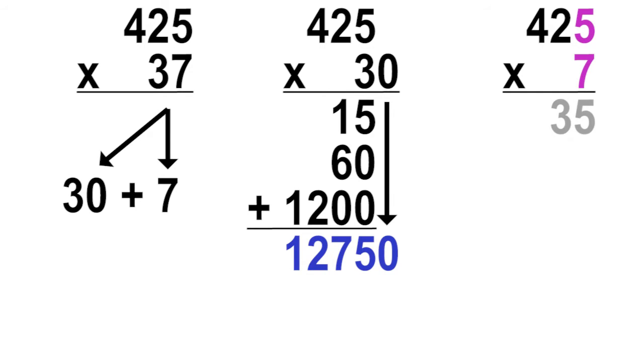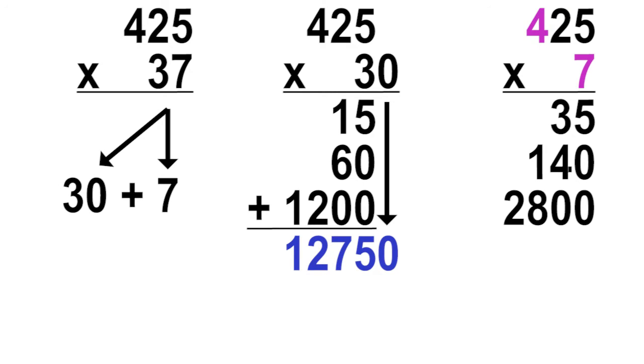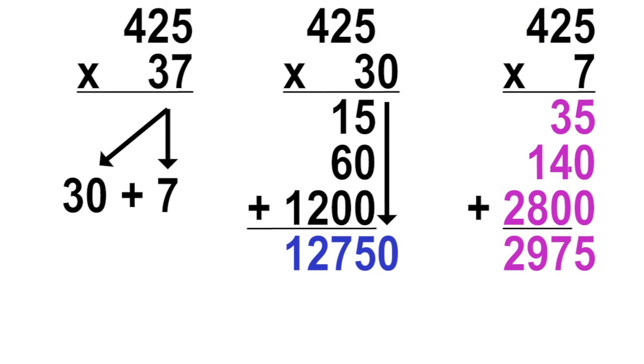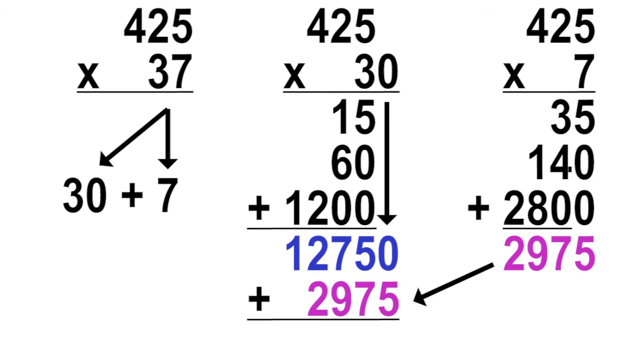5 times 7 is 35, 20 times 7 is 140, and 400 times 7 is 2,800. If I add these together, I get 2,975. Then, add the product of 425 times 7 to the product of 425 times 30. So, 425 times 37 equals 15,725.